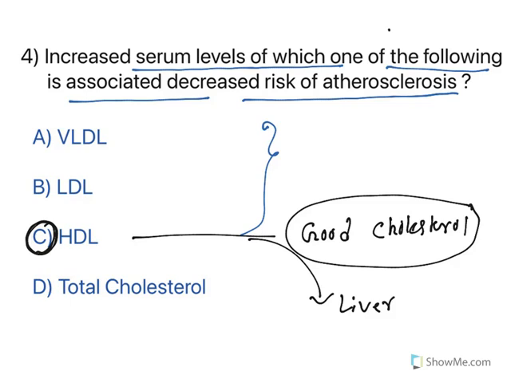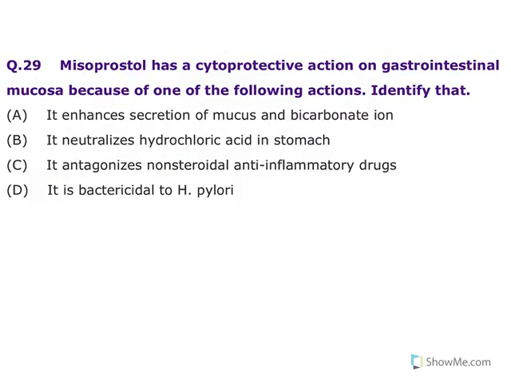Whereas LDL is known as bad cholesterol. The reason it is called bad cholesterol is that it causes lipid deposition in blood vessels. That may result in atherosclerosis. So you need to remember 2 things. Bad cholesterol is LDL, good cholesterol is HDL. So the answer for decreased risk of atherosclerosis here is HDL, high density lipoprotein. Moving to the next one.